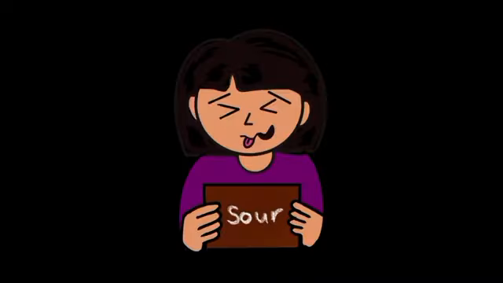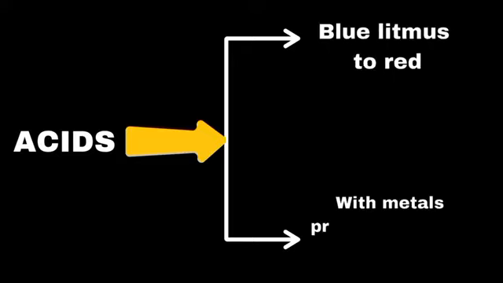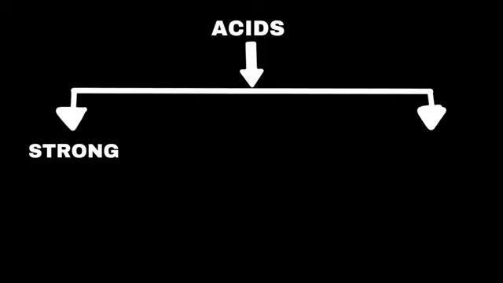They are known for their sour taste. Acids have the ability to turn blue litmus paper red, and acids often react with metals to produce hydrogen gas. Acids are further classified as strong or weak acids.